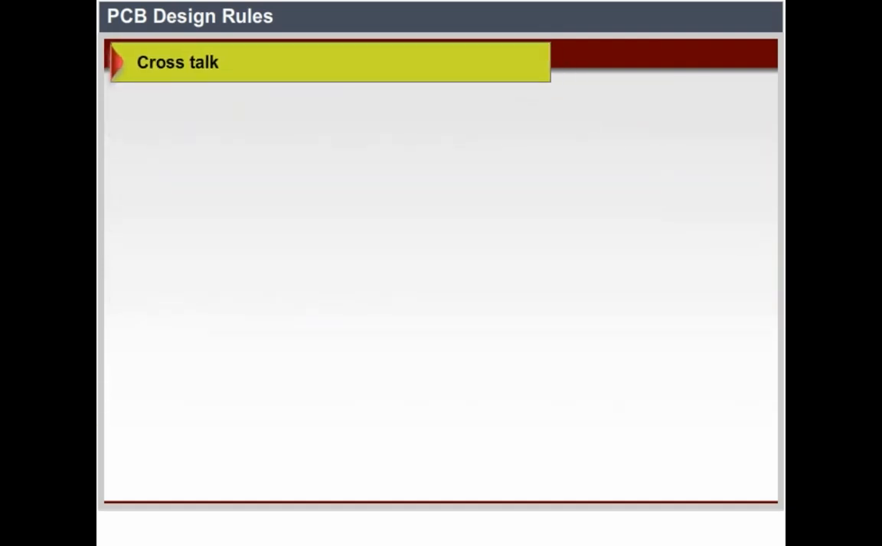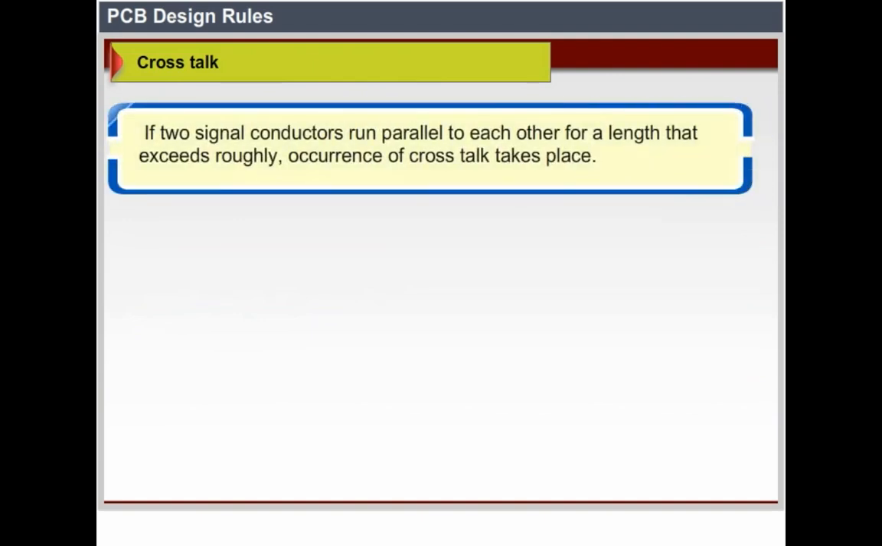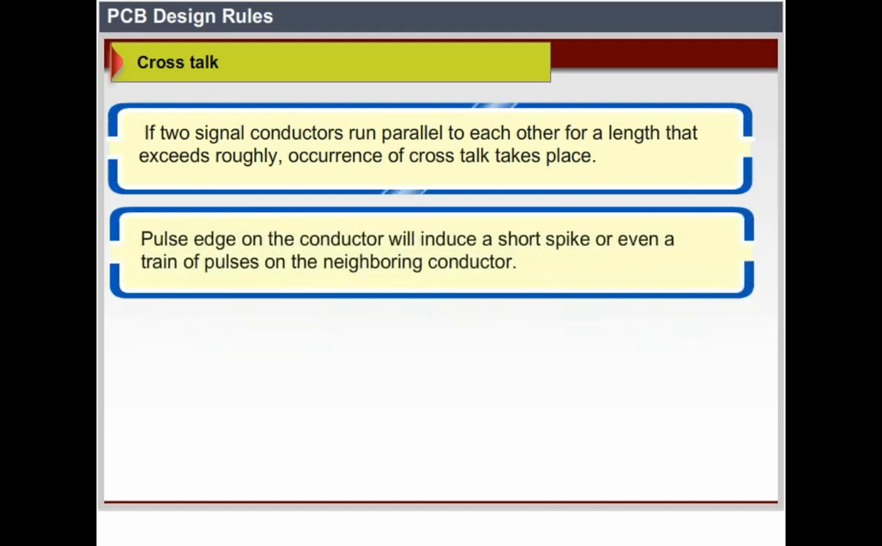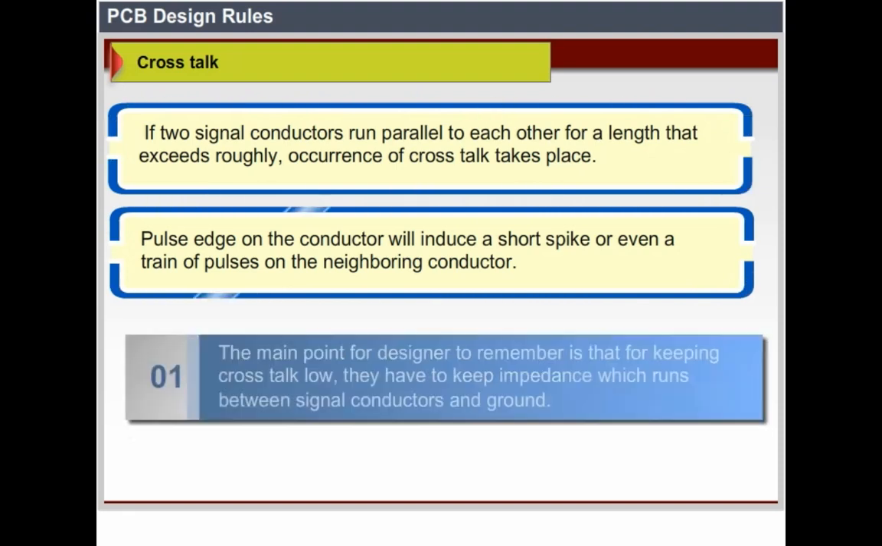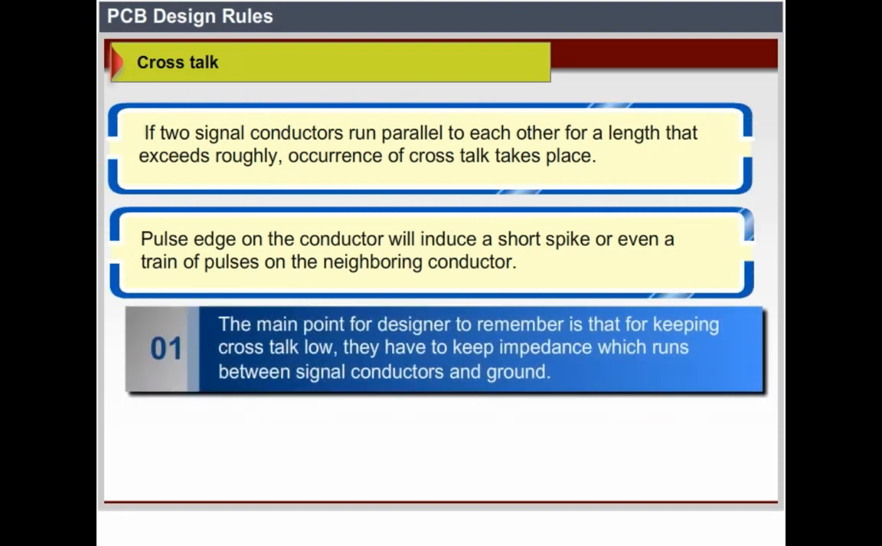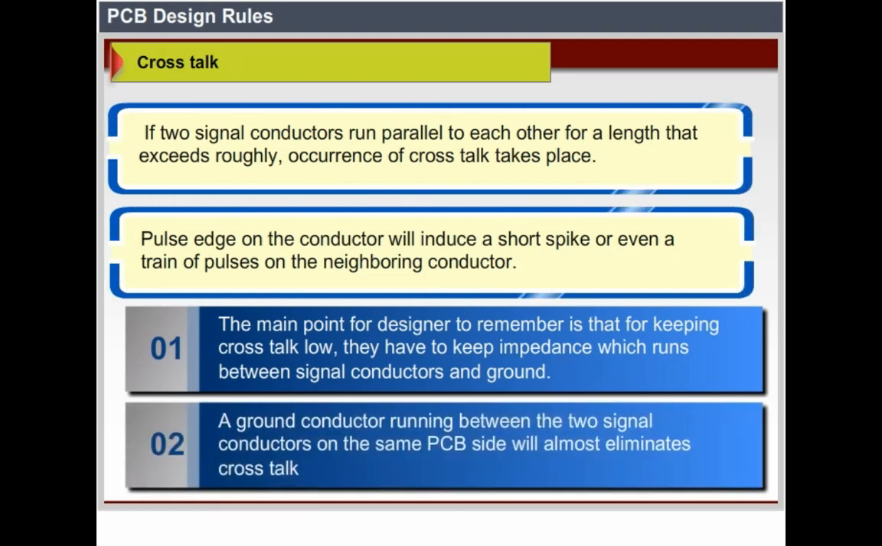Crosstalk. If two signal conductors run parallel to each other for a length that exceeds a certain limit, crosstalk occurs, and a pulse edge on one conductor will induce a short spike or even a train of pulses on the neighboring conductor. The main point for the designer to remember is that to keep crosstalk low, the impedance between signal conductors and ground must be kept low. A ground conductor running between two signal conductors on the PCB will almost eliminate crosstalk.